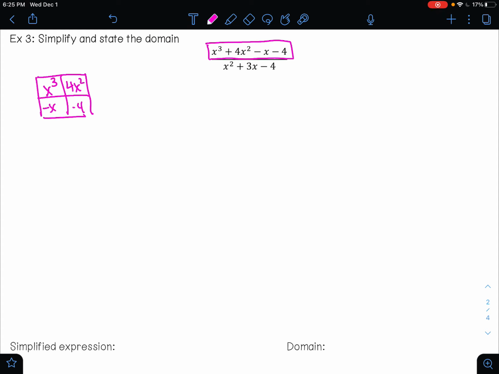The greatest common factor of my top row is x squared. The greatest common factor of my bottom row is negative 1. The greatest common factor of the left column is x. And the greatest common factor of the right column is 4. So right now I have x squared minus 1 times x plus 4 in my numerator.